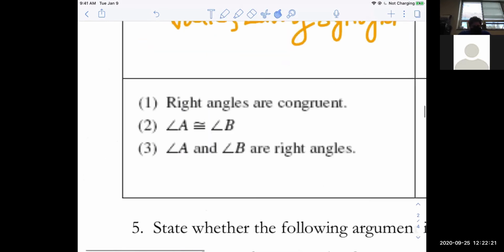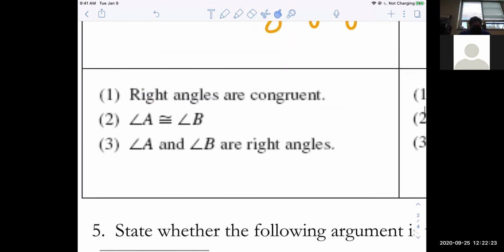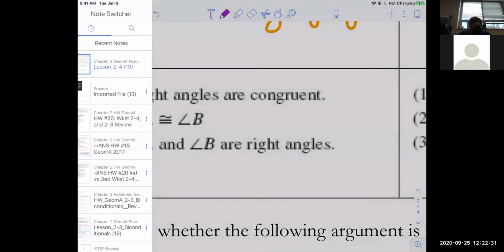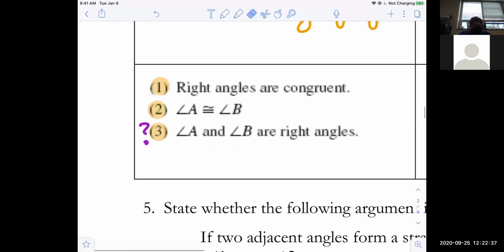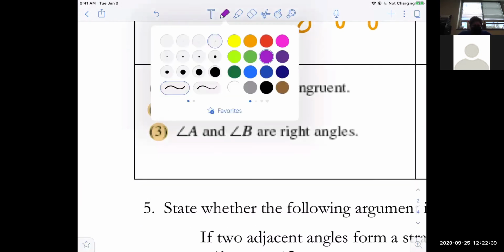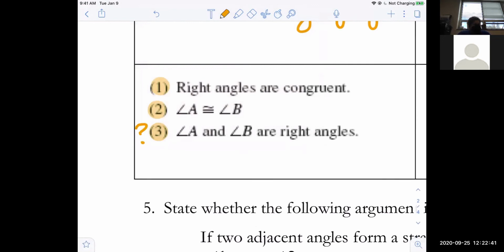Okay, right angles are congruent is statement 1. Statement 2 is angle A is congruent to angle B. And the conclusion that we are considering is, is it true that angle A and angle B are right angles? Is that a valid argument? So what might be helpful is if we write the first sentence in if-then form.